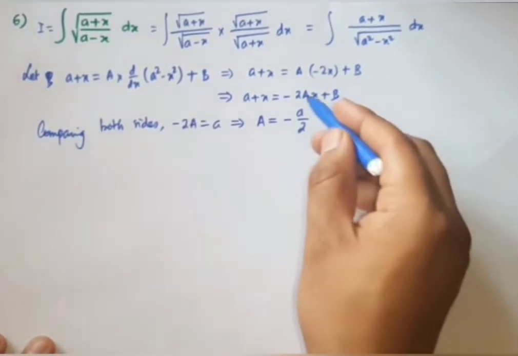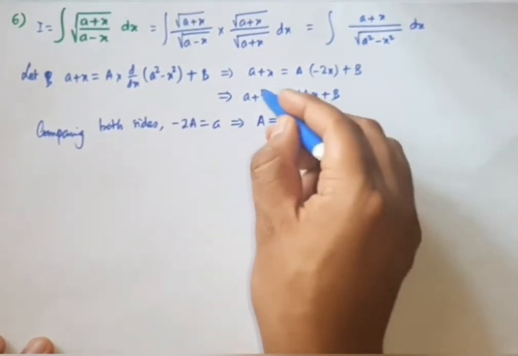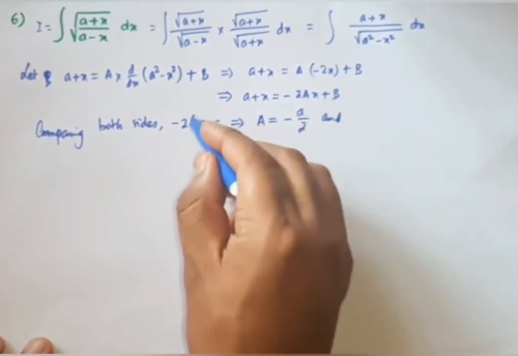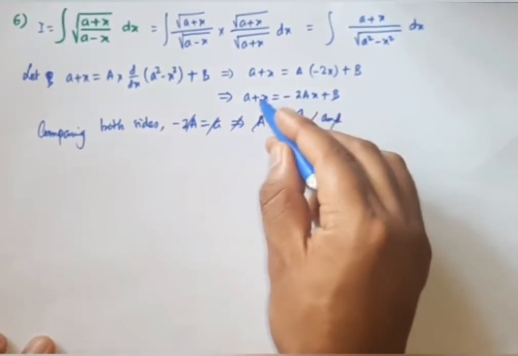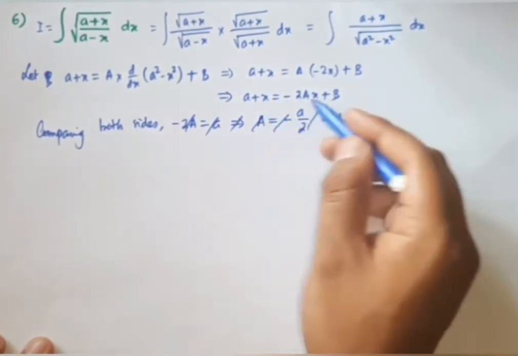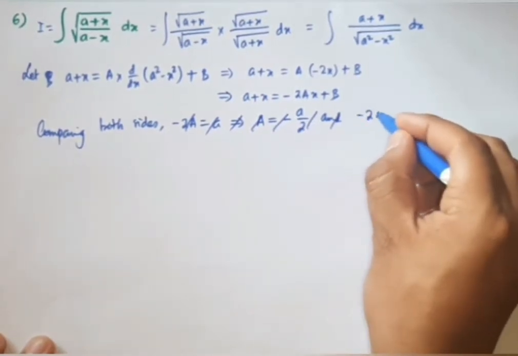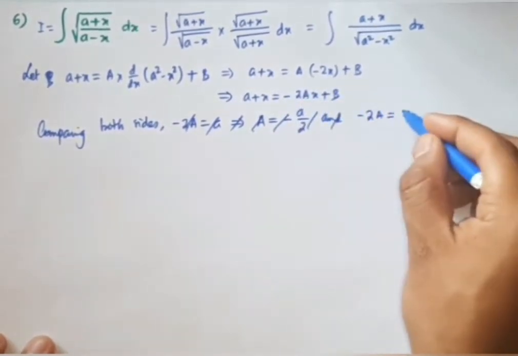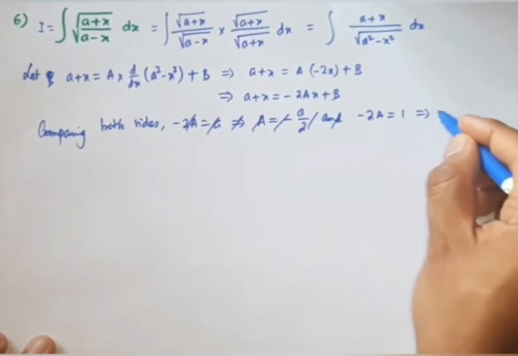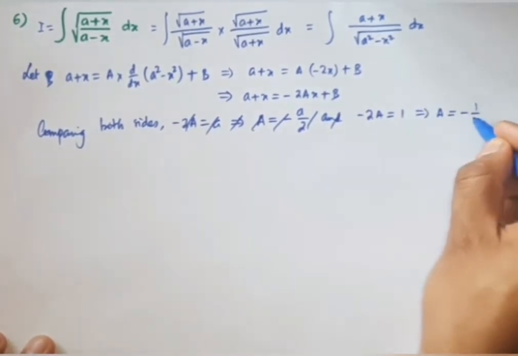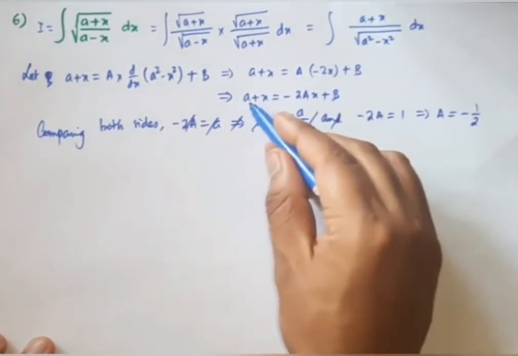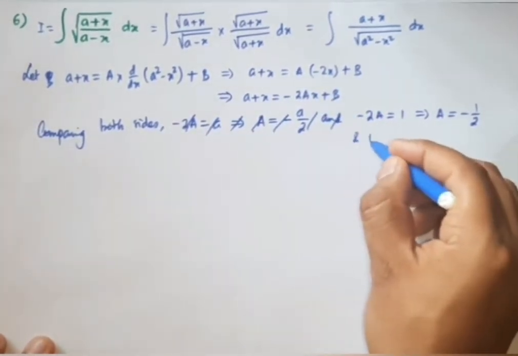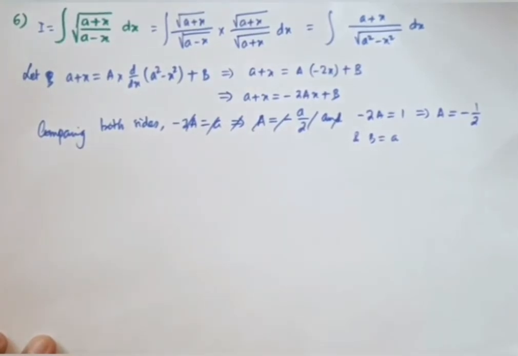Okay, I'm sorry, the term containing x is present out here. So comparing both sides, minus 2a will be equal to the coefficient of x here, which is 1. So minus 2a will be equal to how much? It will be equal to 1. So from here, a will be equal to minus half. And the constant term here is b and the constant term here is a. So that's why capital B will be equal to small a here.